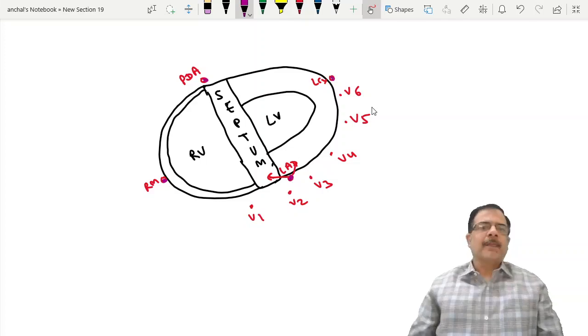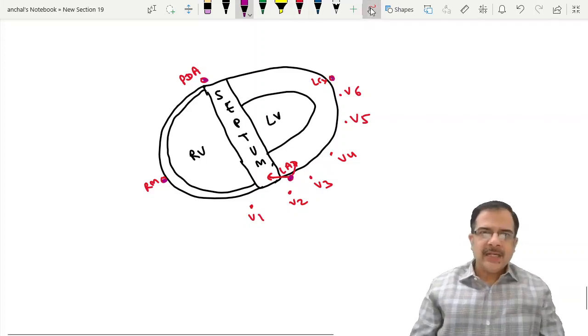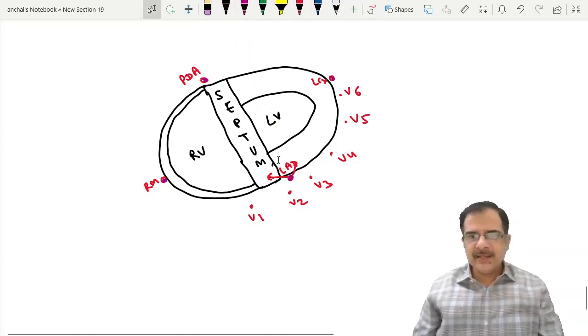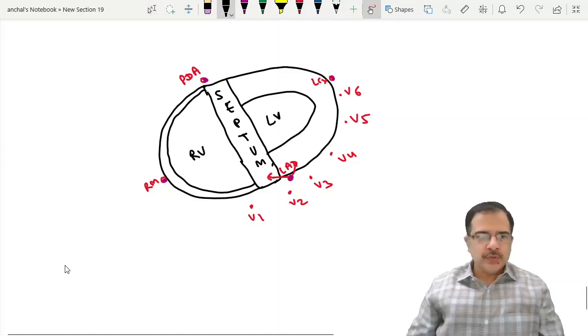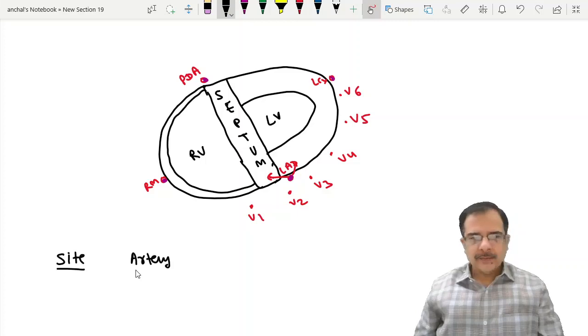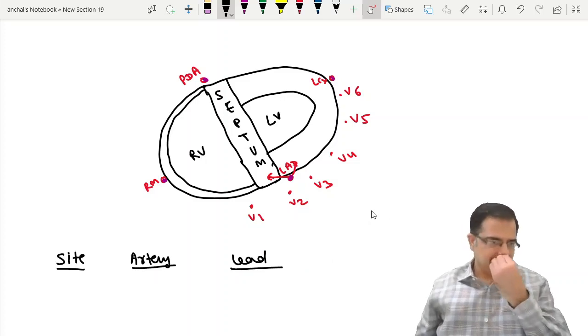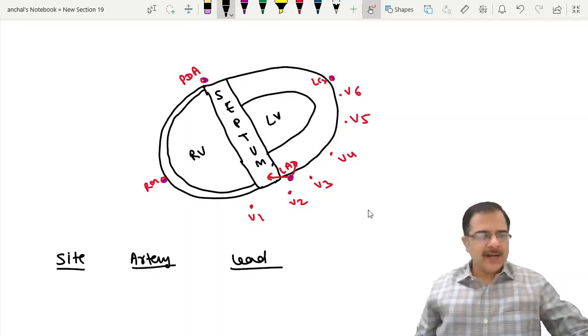So we can identify the different branches of the arteries like this. If we make a table of this, if this is the anterior septum which has got infarction, then we need the site, artery, and the ECG lead.